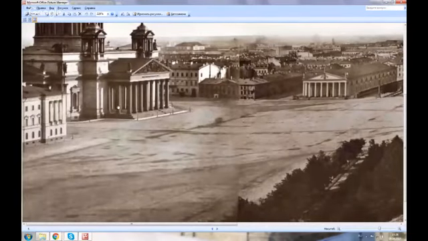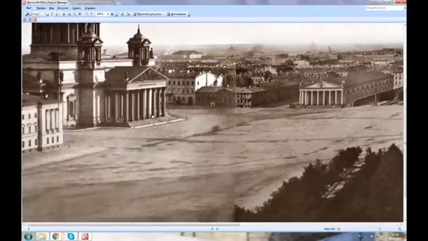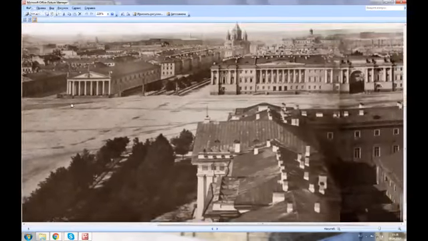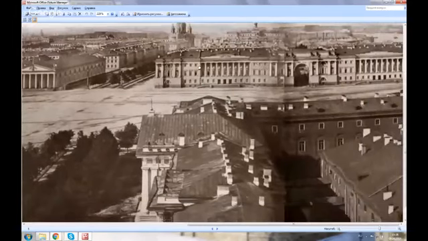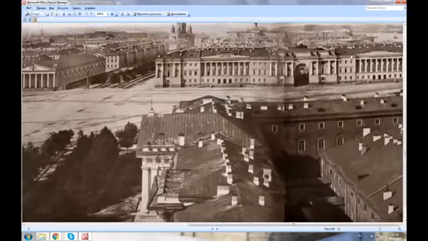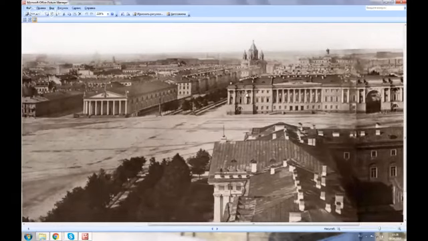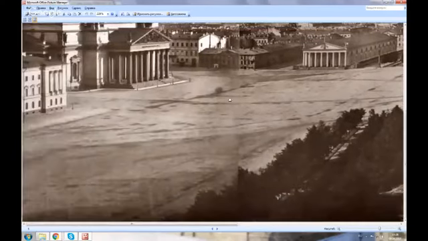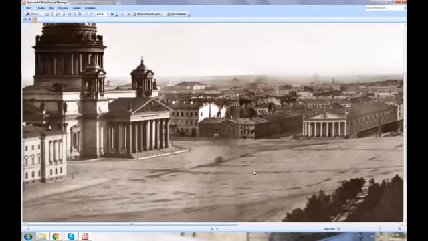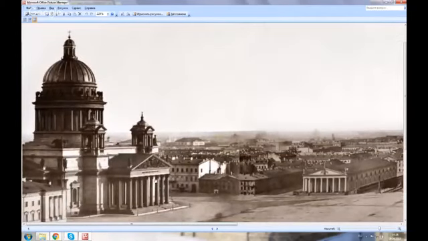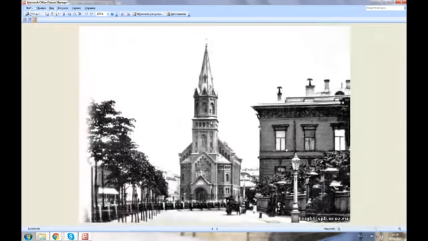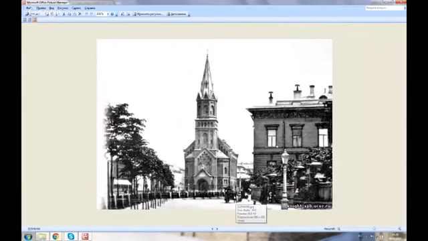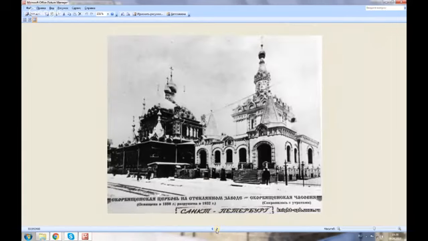Another part of this panoramic view, and here completely no people. Nobody. 20th century, we can see at least 1, 2, 3 people here. 20th century, 1, 2, 3.